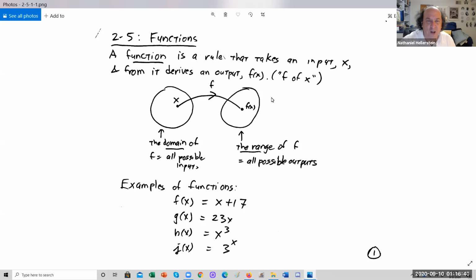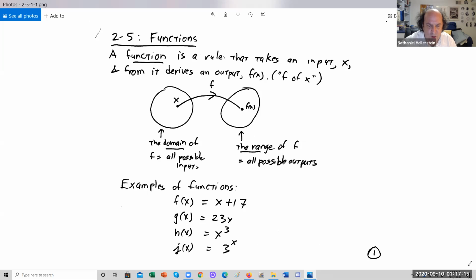Okay, 2.5, functions. A function is a rule that takes an input called x, and from it computes an output called f of x, written with f and parentheses. The illustration here is that you have two circles with x in one circle, an arrow denoted f pointing to another point in another circle called f of x. This circle here is the domain of f, meaning all possible inputs for f. This circle here is the range of f, equaling all possible outputs.